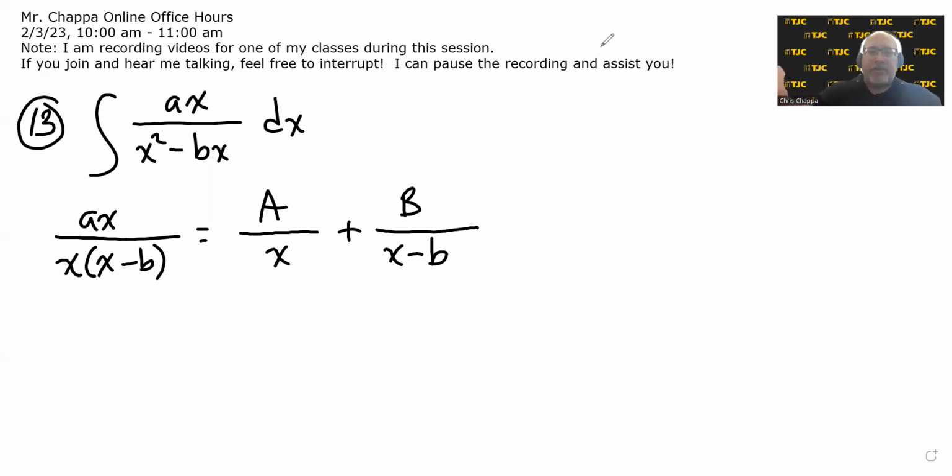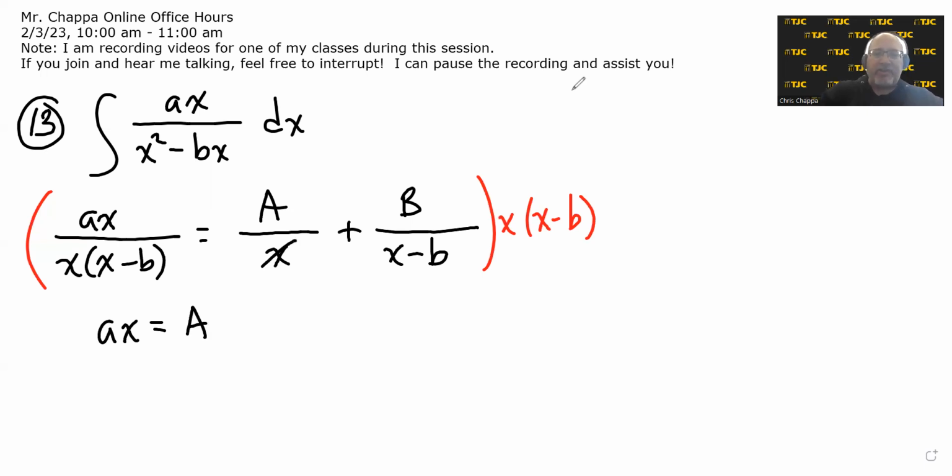All right, let's clear out the fractions. And to clear out the fractions, we multiply both sides by x and x minus b. On the left side of the equal sign, it will cancel the entire denominator, leaving ax. On the right side, in the first fraction, the x's cancel, leaving A times x minus lowercase b. And on the second fraction, the x minus b's cancel, leaving B times x.